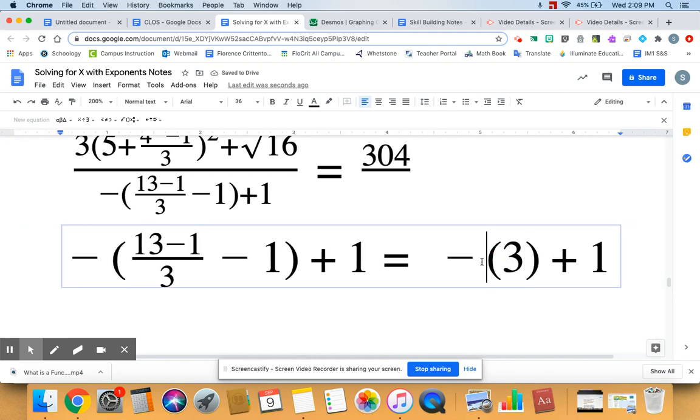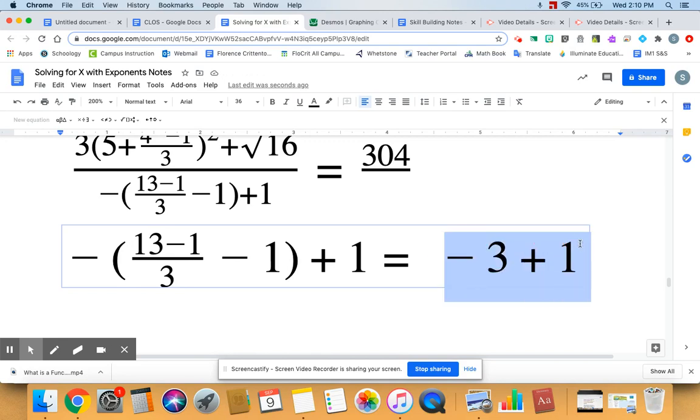So to finish this out, I have to restart order of operations. Do I have any grouping to be done? No. Do I have any multiplying to be done or dividing? Yes, because negative parentheses 3 means negative times positive 3. And a negative times a positive just becomes negative. So now that's negative 3. And finally, do I have any adding or subtracting to do? I do. Negative 3 plus 1 becomes negative 2.